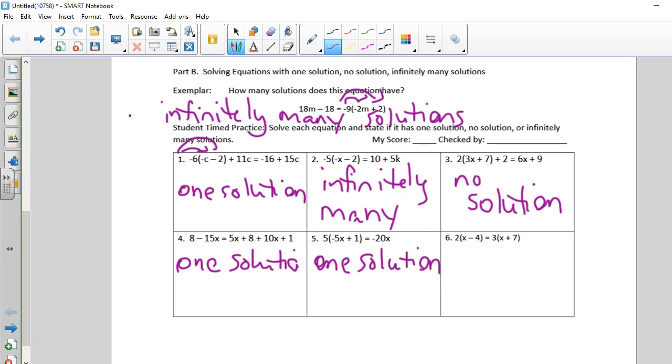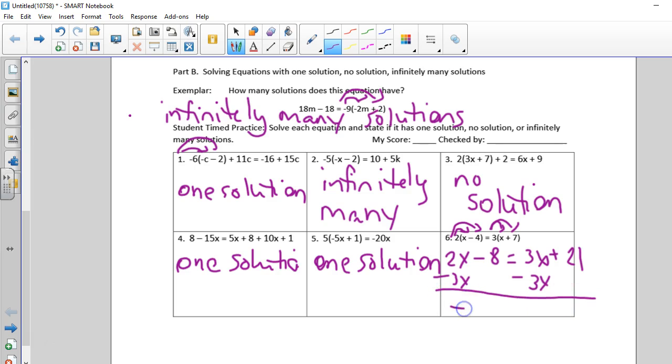Number 6. We have some parentheses, so let's distribute on both sides. 2 times x is 2x, and 2 times negative 4 is negative 8, equals 3 times x is 3x, 3 times 7 is plus 21. Eliminate your variable from the right side. Subtract 3x from both sides. That leaves negative 1x, or the opposite of x, minus 8 equals 21.